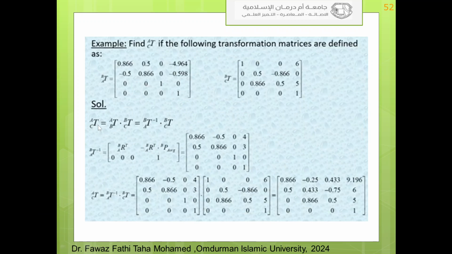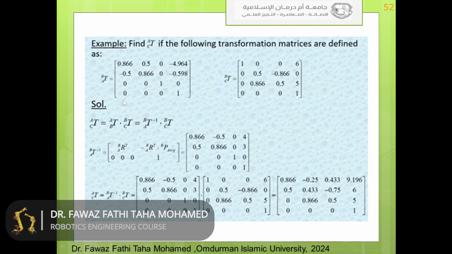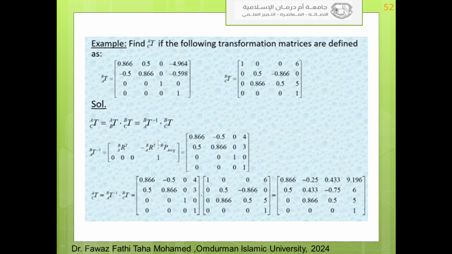Okay. Another example: find TCA if the following transformation matrices are defined. We have TAB and TCB. How can I find TCA? The TCA is equal to TBA multiplied by TCB. But I was given the TAB, so I just have to invert it to find TBA, and we learned how we can find the inverse homogeneous transformation matrix.